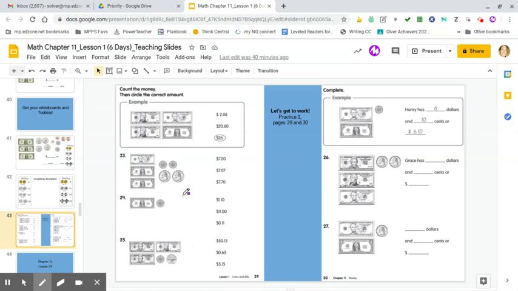All right, and pause the video. Okay, so now when you're counting it, you're saying, here's the $5 bill. So I start with 5, count on 1, 6, 7. So I've got $7. Okay, we notice that all of these say 7, right? So now we got to find out which one has the right coins.